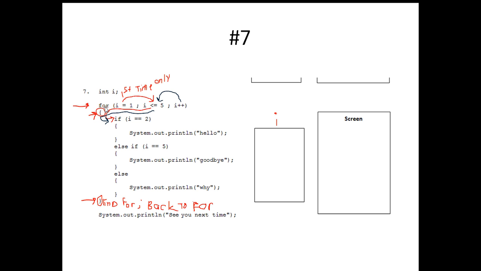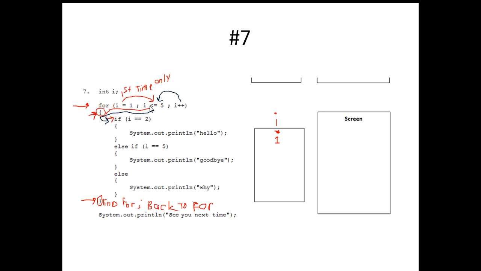Now, the first time through the for loop, notice it says here first time only. You go to the first argument and then to the second argument and then into the loop. First argument, second argument, and then into the loop. And so the first part of the argument assigns I to be 1. So that's what we're going to do. We're going to assign I to be 1. Whoops, that's not an I, this is a 1. Okay, so I is 1.